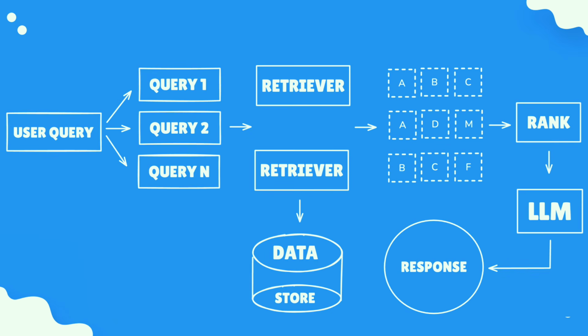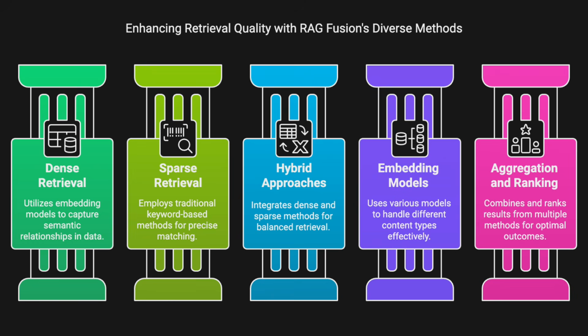RAG Fusion fits applications with different content types and performs well where different retrieval methods have complementary strengths. It's a good fit for use cases when you need both precision and recall in systems dealing with complex, multifaceted queries.